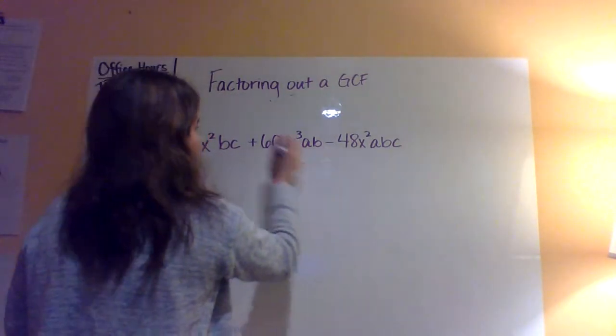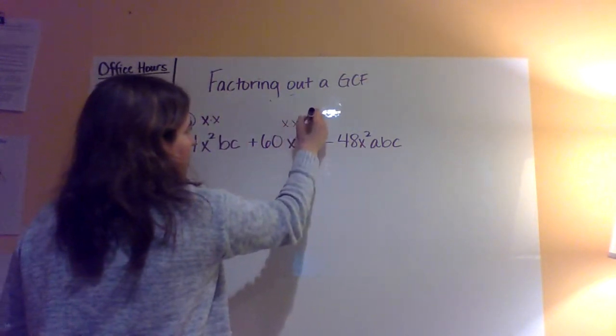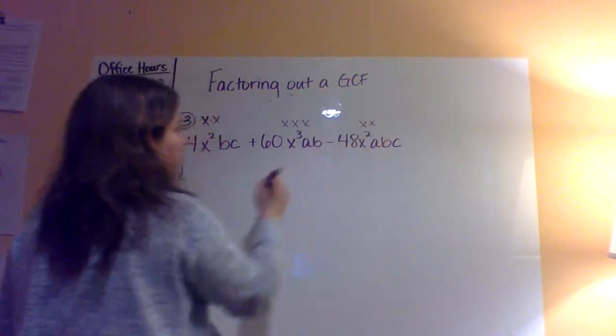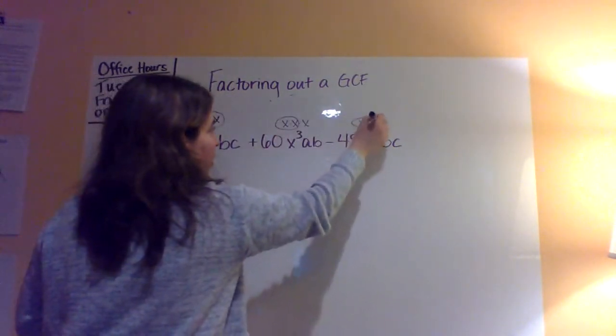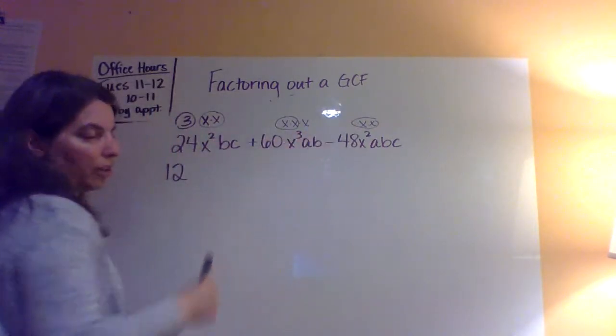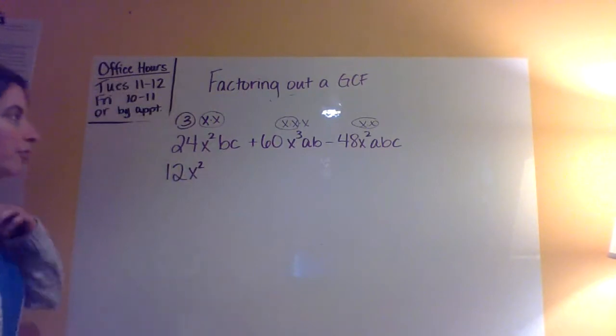Well, I look at the x's. So this one has 2 of them multiplied, this one has 3, and this one has 2. So I can pull out a group of 2 out of all of them, which again is the smallest of the exponents. So x squared is in my GCF.